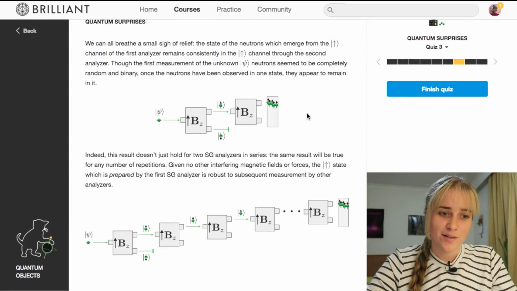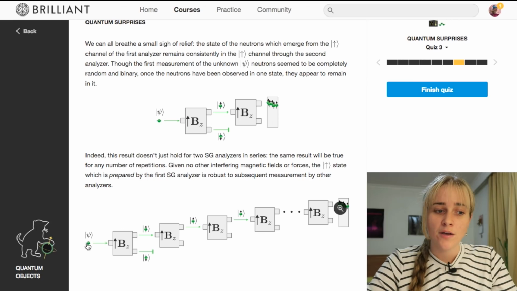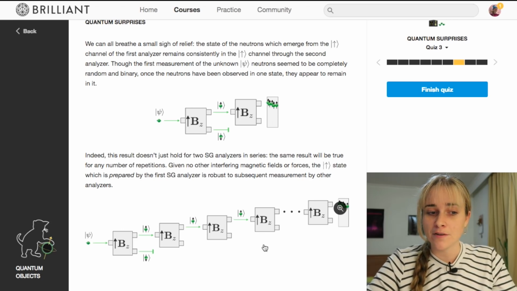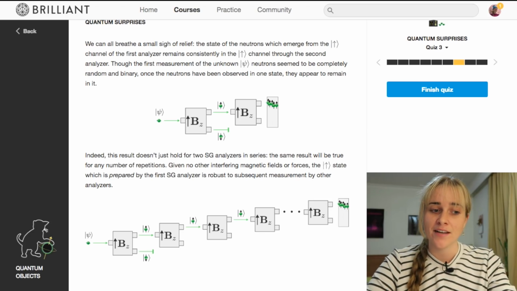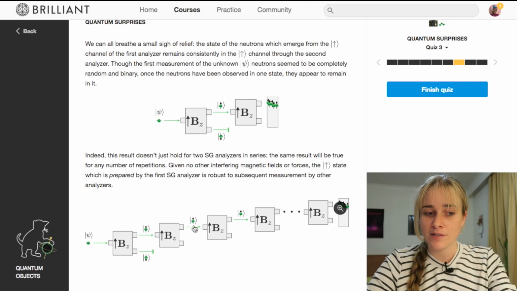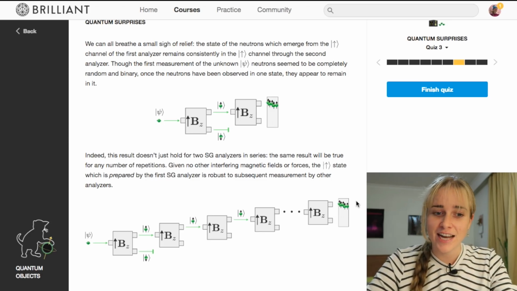This result doesn't just hold for two analyzers in a row. You would expect to see that if you place an infinite number of these analyzers one after each other, such that you're always using this spin up result as the input for the next analyzer, at the very end of this infinite chain, you will still be measuring all of the neutrons to be spin up.